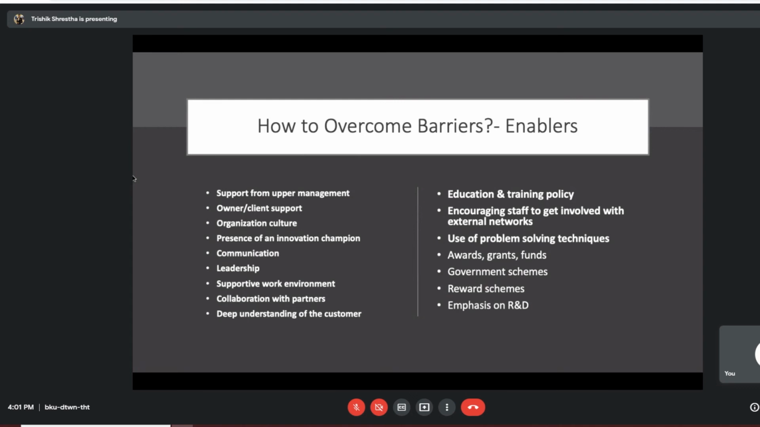So I'm just going to read out the methods, the elements that will assist organizations to overcome barriers to innovate. Support from upper management, owner-client support, organization culture, presence of innovation champion, communication, leadership, supportive working environment, collaboration with partners, deep understanding of the customers, education and training policy, encouraging staff to get involved with external networks, use of problem-solving techniques, awards, grants and funds, government schemes, reward schemes, and emphasis on R&D. If you want me to explain a few of these topics, then during our question answer session, you can definitely ask me.